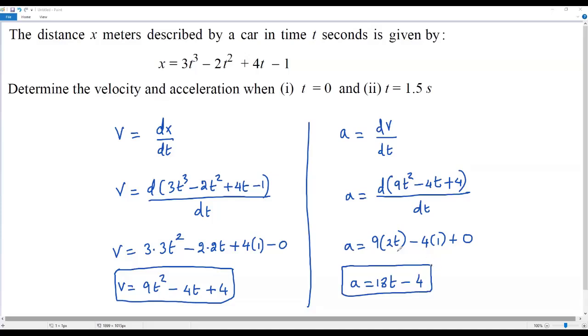Okay, now I have the functions for both velocity and acceleration. To get the velocity and acceleration at t equals 0 and t equals 1.5, I have to plug in t equals 0 into the velocity function and acceleration function as well.